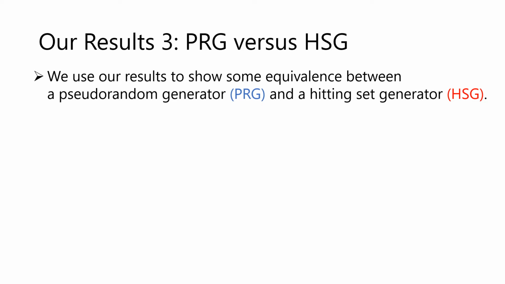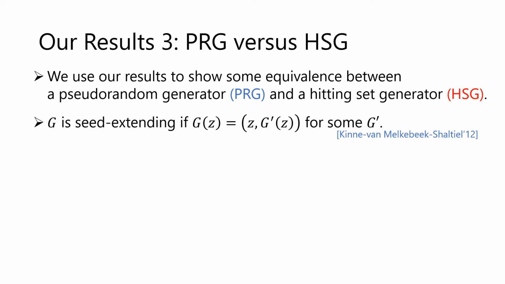Our final result concerns the difference between polynomial time pseudorandom generator and polynomial time computable hitting set generator. In general, these two notions are not known to be equivalent if we consider polynomial time computable pseudorandom generators, or PRGs. But if we consider a pseudo-extending version, we are able to show the equivalence between these two notions. Here we say that G is pseudo-extending if the function takes a seed z and it outputs z at the prefix of the output.